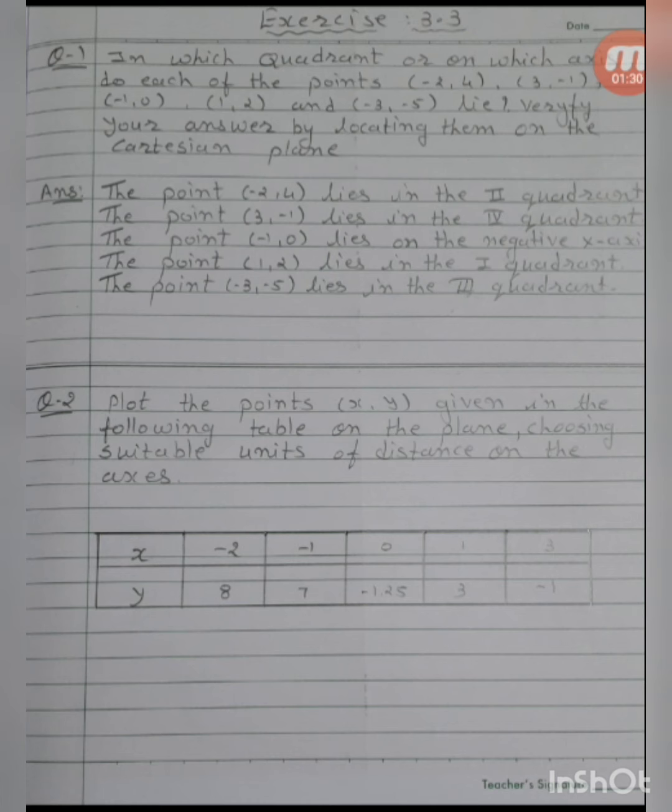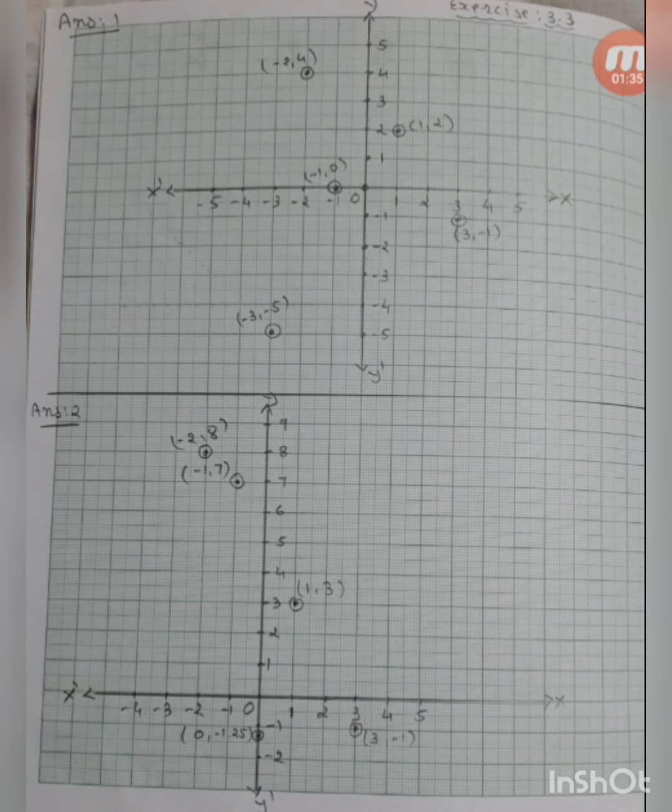Now, I draw the graph. How can we draw the graph? You see here, here you can see answer number 1. First of all, you have to draw X'X and Y'Y. And then you write the points on the right side 1, 2, 3, 4 on the x-axis and on the left side negative points, and on the y-axis -1, -2, -3, -4.